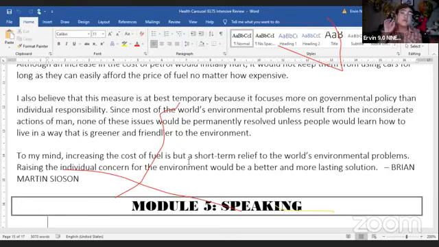None of these would be permanently resolved unless people would learn how to live in a way that is greener and friendlier to the environment. What is he saying? Well, increasing the cost of fuel is not the best solution. Instead, it might be better to think of a long-lasting solution, and that is to change the mindset of people.